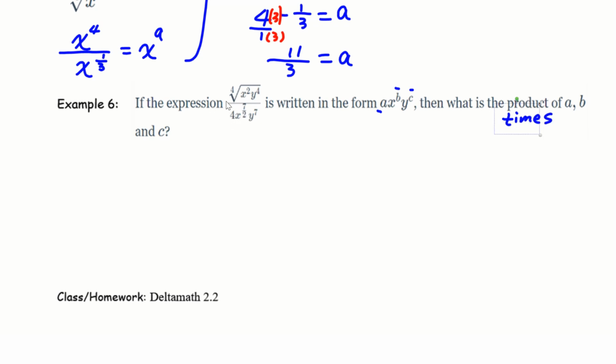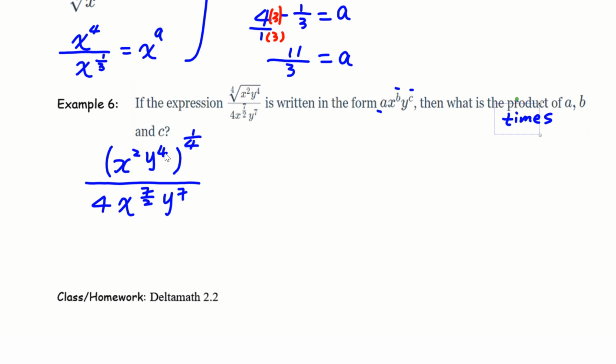So this is division. We are going to collect numbers, and the same variable, adding or subtracting the exponents for the same variable, same base. So this one we want to convert to rational exponents, fraction exponents. For the numerator we have x squared, y to the exponent 4, then to the 1/4 exponent, then divided by 4 x to the exponent 7/2, then y to the exponent 7.